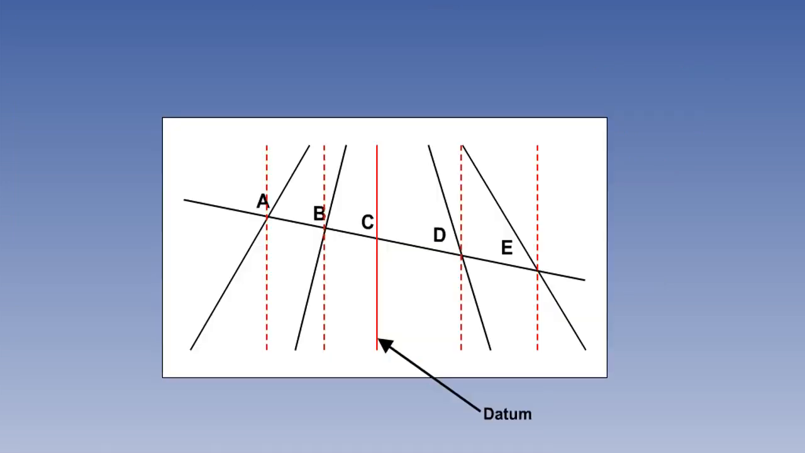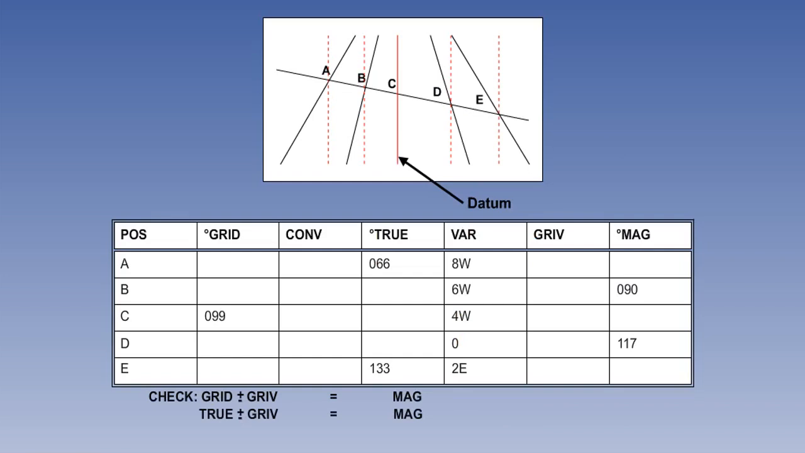For some practice at the relationship between convergence, variation and grivation, look at this situation. A straight line track is drawn between 2 points on a Lambert's or polar stereographic chart. The datum meridian is C. Now complete the attached table. Your first reaction may be, well, how do I even get started? The trick to remember is that the grid track does not change direction. If you have found the grid track at one longitude, it must be the same grid track at all longitudes.